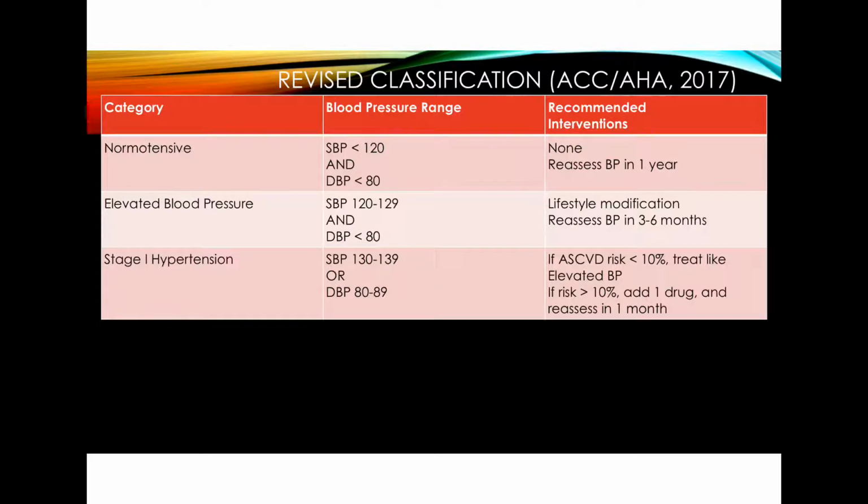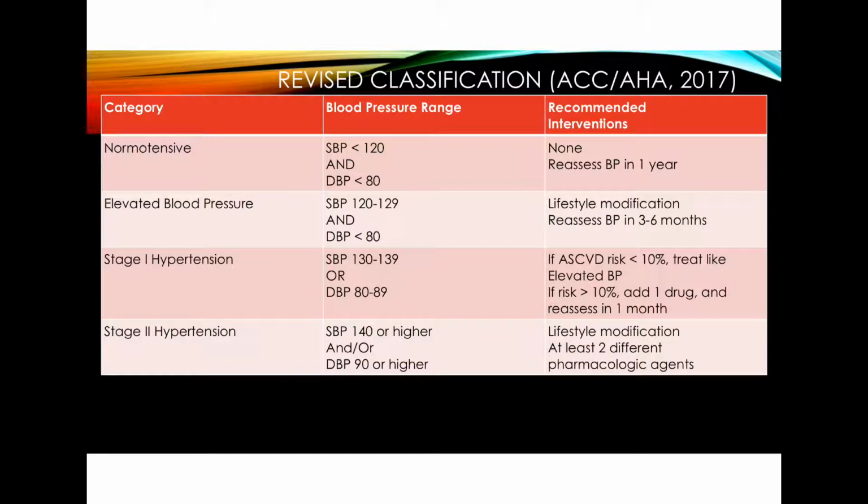Patients whose systolic blood pressure was between 130 and 139, with a diastolic ranging from 80 to 89, were said to have stage 1 hypertension. These patients should have their 10-year risk of coronary cardiovascular disease assessed with a clinical prediction tool, such as the pooled cohort equations. And if they are low risk, they should be treated with lifestyle modification. And if they were higher risk, they should be started on pharmacologic therapy, one drug in addition to lifestyle modification.